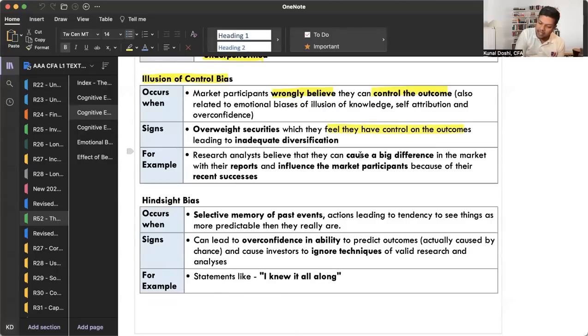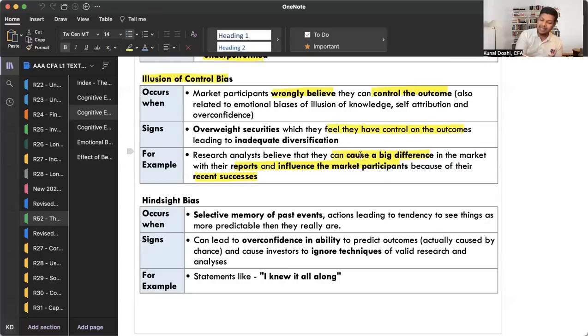Research analysts believe that they can make a big difference in the market with their reports and influence market participants because of their recent success. A lot of analysts feel that because of my report, there is buying in the market or selling in the market. That is illusion of control. You feel you can influence something much bigger. In reality, it may be just a coincidence. Okay.